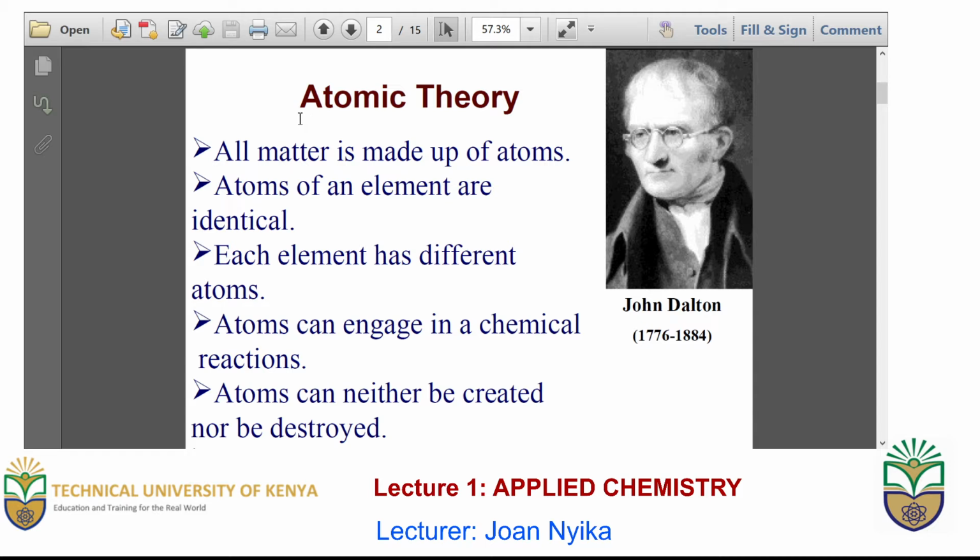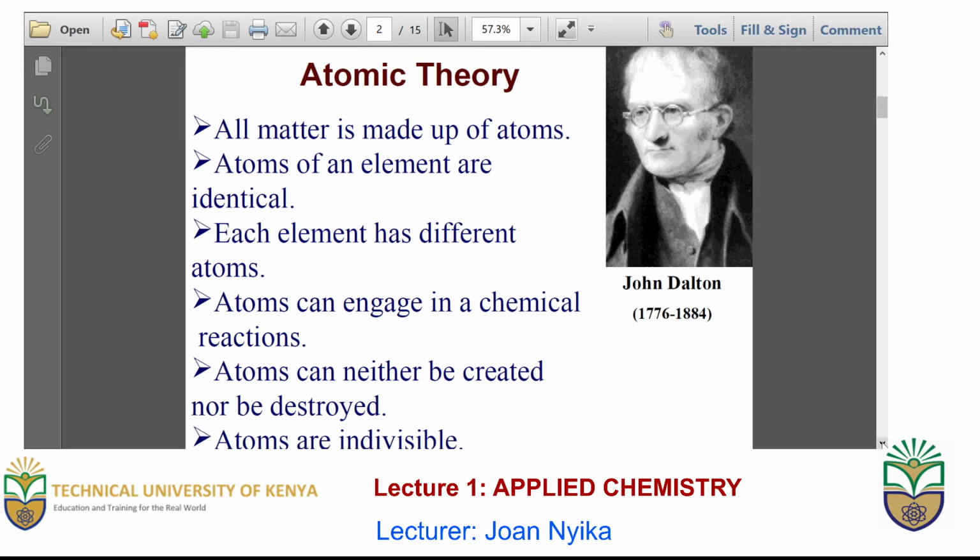An element is something that has a combination of identical atoms. Each specific element has different atoms. Atoms can engage in a chemical reaction to form what we call compounds or chemical compounds. Atoms can neither be created nor destroyed, and this is what we refer to as the law of mass conservation.